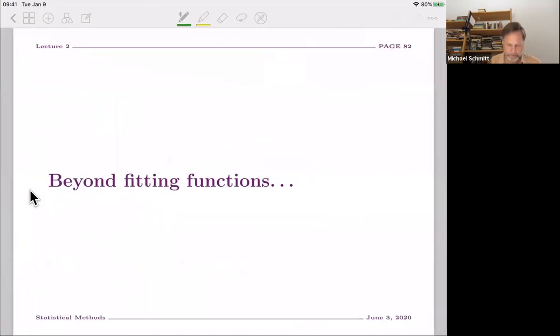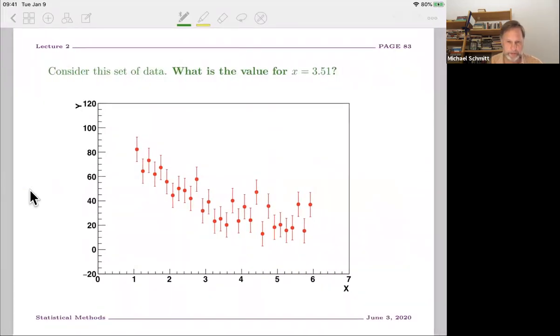Okay. Since I have maybe 2 more minutes, let me just make one last point. Fitting functions is nice. We fit a level function, we fit straight lines. We did a couple of things quickly, but there are situations where maybe it's not the best thing. So here's some data, and I believe maybe they're falling off exponentially. And I really need to know what the value is when x is 3.51. What should y be when x is 3.51?